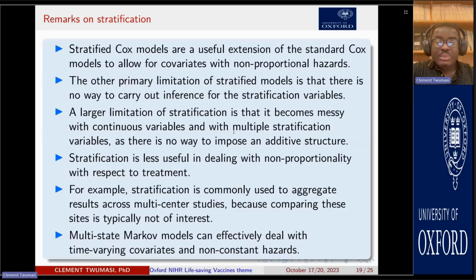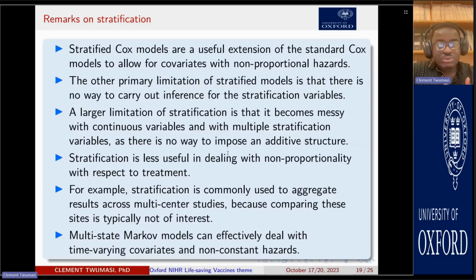Yeah, so that is one of the limitations. And so it means that stratification is less useful. But keep in mind, though we believe that it helps with controlling for that non-proportional instances as an assumption, you realize that for that variable, we can't make any inference about them. But what if you want to make inference about them? So we now talk about the multi-state Markov model, which can actually deal with all the various limitations that I've mentioned in a more robust way.